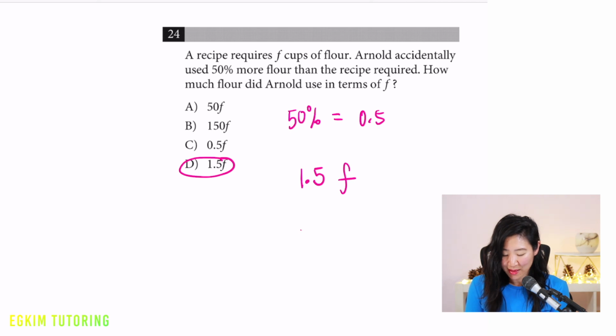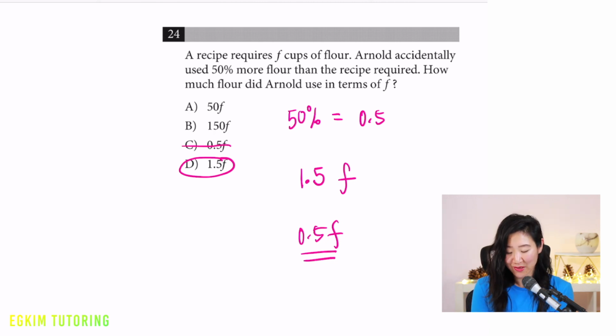So why isn't it 0.5F? The problem with this answer right here is that 0.5F means that you're only taking 50% of the original amount when they told you that you were actually increasing. So that's why C doesn't work out. If you chose answer A or B, most likely you forgot to convert the percent into decimal form.